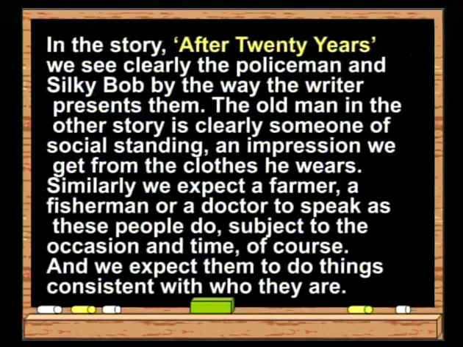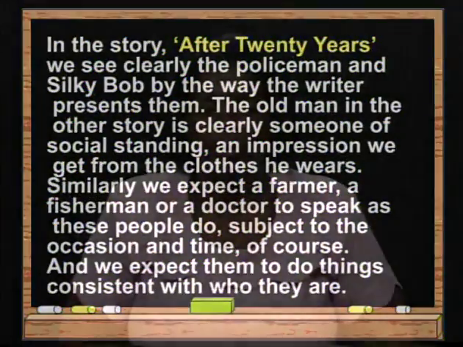Similarly, we expect a farmer, a fisherman, or a doctor to speak as these people do, subject to the occasion and time, of course. And we expect them to do things consistent with who they are. We do not expect an ordinary person to jump into an airplane, start it up, and fly away to escape his pursuers. The details of every action must be carefully and particularly chosen.